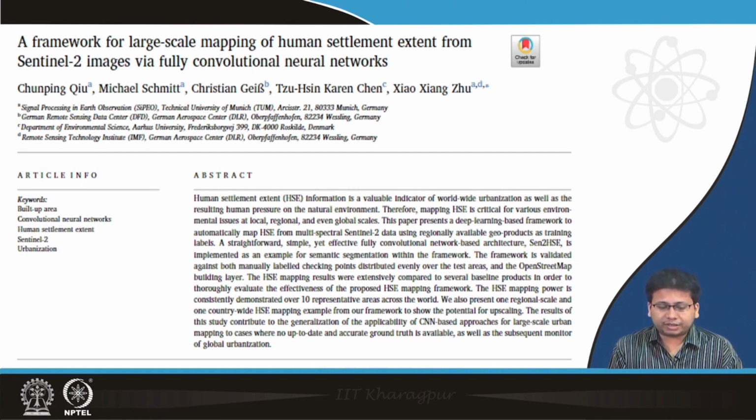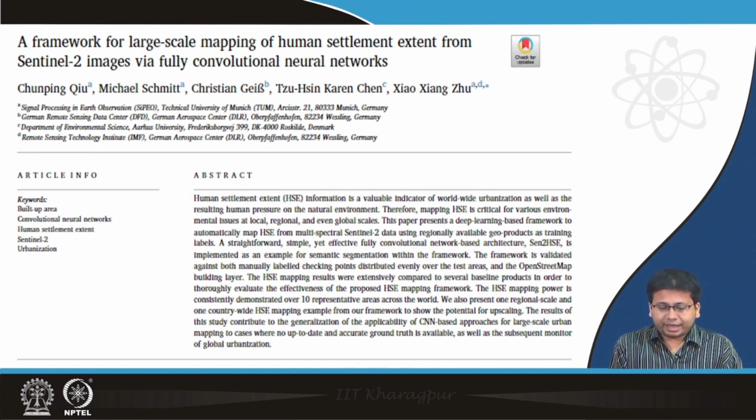A straightforward, simple yet effective fully convolutional neural network architecture is implemented as an example for semantic segmentation within the framework. The framework is validated against both manually labeled checking points distributed evenly over the test areas and the OpenStreetMap building layer.